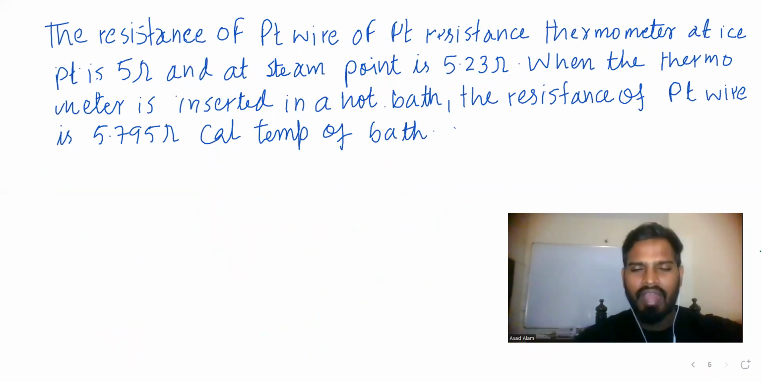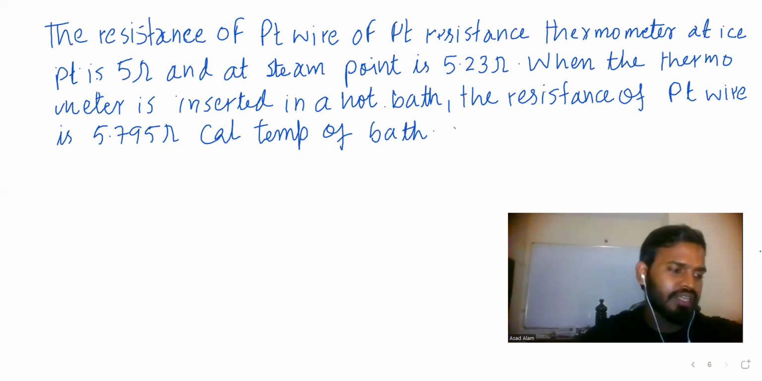The resistance of a platinum wire of a platinum resistance thermometer at ice point is 5 ohm and at steam point is 5.23 ohm. When the thermometer is inserted in a hot bath, the resistance of the platinum wire is this. Calculate the temperature here. We are supposed to find what here? Temperature.